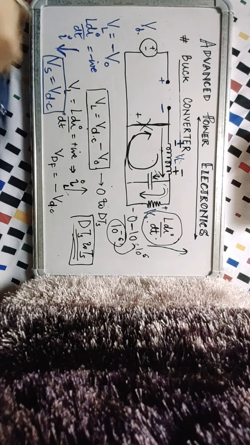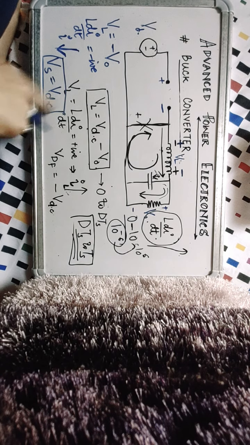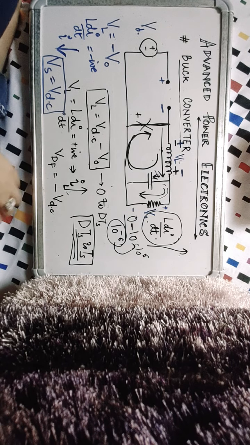Now that's how you choose this device: a device that is fully controlled and can block positive voltage has to be chosen here. So you either use an IGBT or you use a MOSFET, or any of the fully controlled voltage controlled devices.